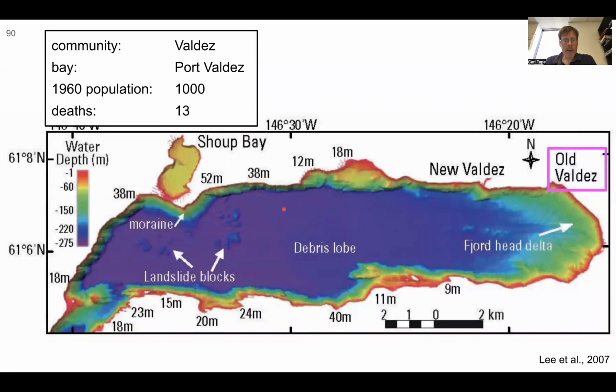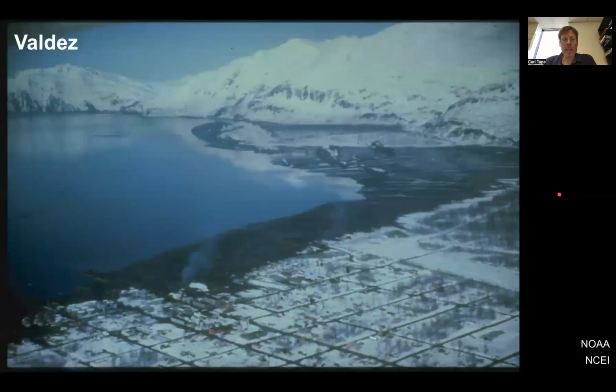This shows a map, and you usually have a colored map, and the water depth in the purples here is 275 meters. So it really is a steep drop. When I look at this, I'm thinking something along the lines of Yosemite Valley, a steep carved valley. In this case, it's filled in with water and carved out by glaciers. And this shows the old Valdez, which was relocated following the 1964 devastation. But this is kind of the geometry, and we'll see some common themes going from these different places.